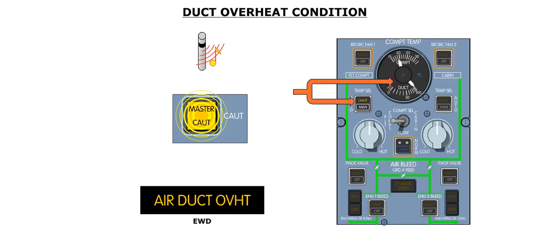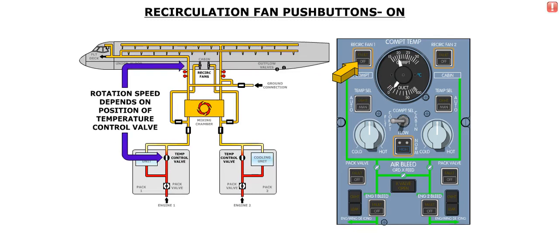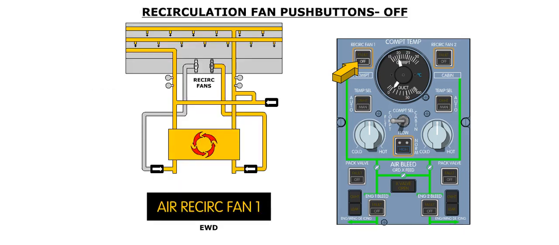The recirculation fan push buttons control the operation of the associated recirculation fan. When a push button is pressed in, the associated recirculation fan will operate. The fan speed is then dependent on the position of the temperature control valve. In the released-out position, the associated recirculation fan is deactivated, and the white off caption illuminates in the push button. In addition, an amber air recirculation FAN message is displayed on the EWD. The message will indicate the affected fan.